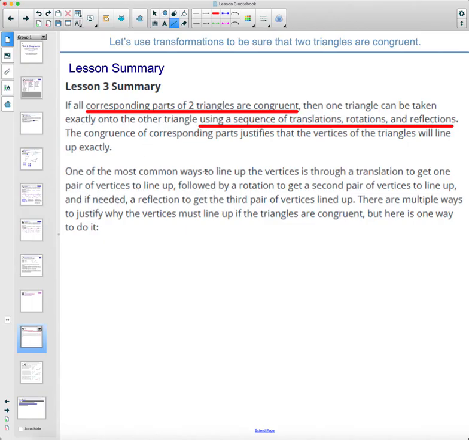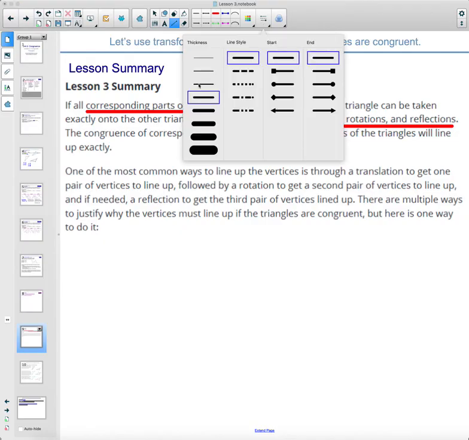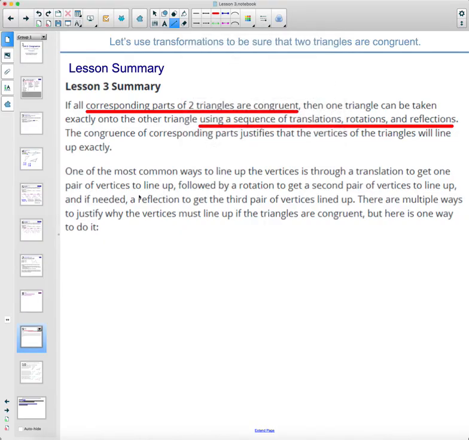So one of the most common ways to do this, and because you can do it a bunch of different ways, but the way that I just talked through it is one of the most common ways, okay, is line up the vertices through a translation. So get one of the vertices to land on its partner, okay, then rotate it to get a second pair of vertices to line up, okay, and maybe the translation will line up all three. Maybe after the rotation, all three will be lined up. So if needed, you can do the reflection.